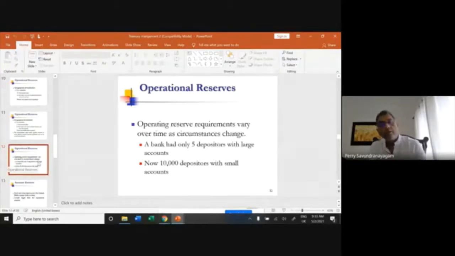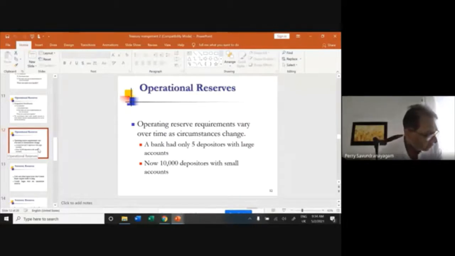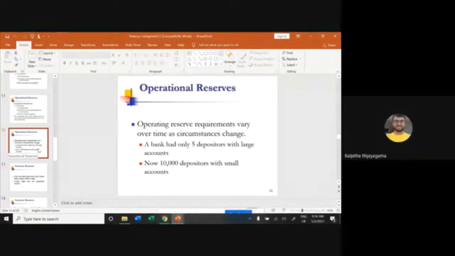Okay, so going back to the operational thing in terms of reserve requirements, it's a very basic question. If a bank had only 5 deposits with large accounts and 10,000, which one will be at more risk from these two? Which is a better option? Second one would be a better option. Second one. Why second one? Because the depositors would be less impacted. There would be less impact if individual people opt to take their money out.